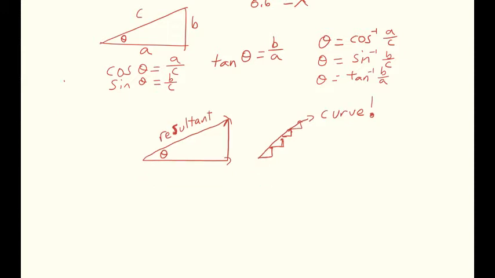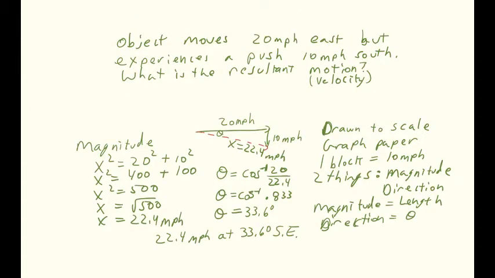Okay, let's look at a sample problem here. So here's the question. An object moves 20 miles per hour east, but experiences a push of 10 miles per hour south. What is the resultant motion? Or you can think of that as velocity.